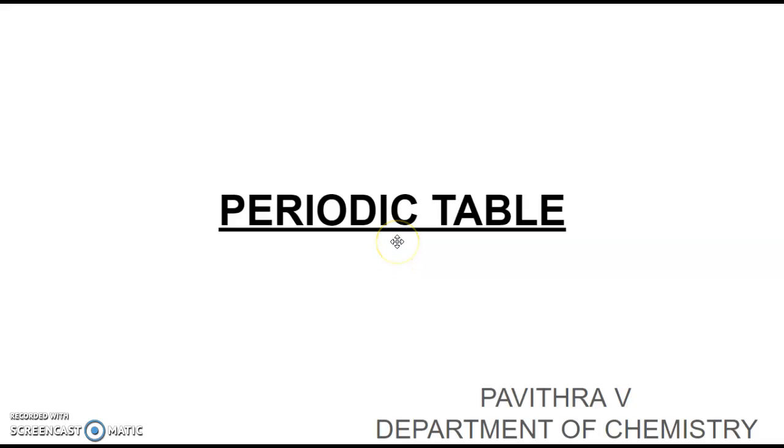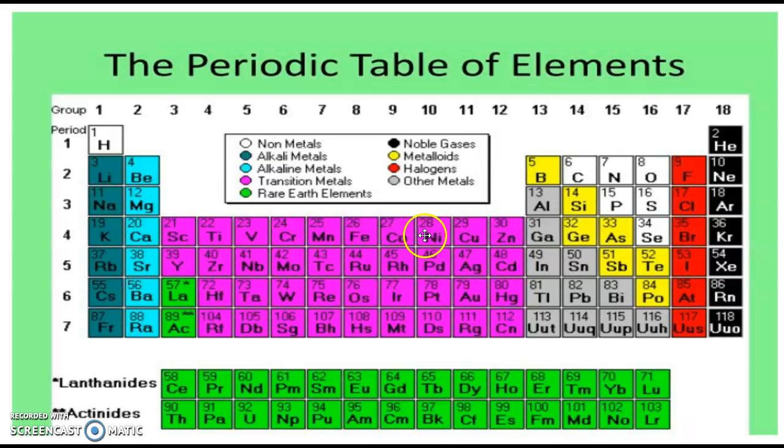Today we are going to discuss a topic called the periodic table. So this is the modern periodic table we are using nowadays, which consists of 18 groups and 7 periods.